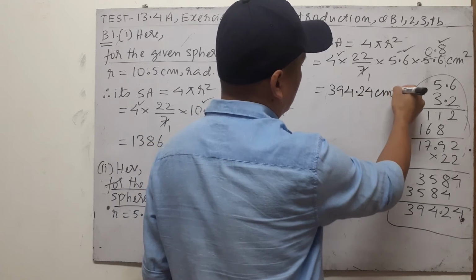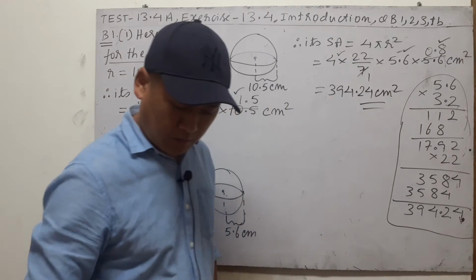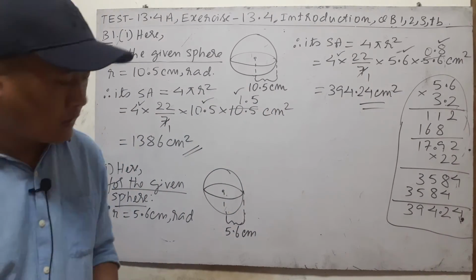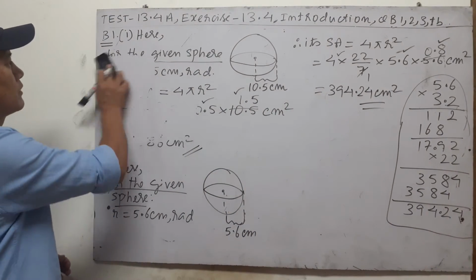394.24 centimeter square. I think it's the same as the textbook answer. Yes. Okay, the third one.